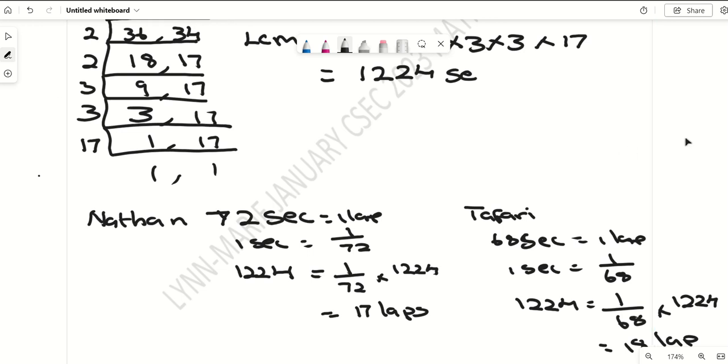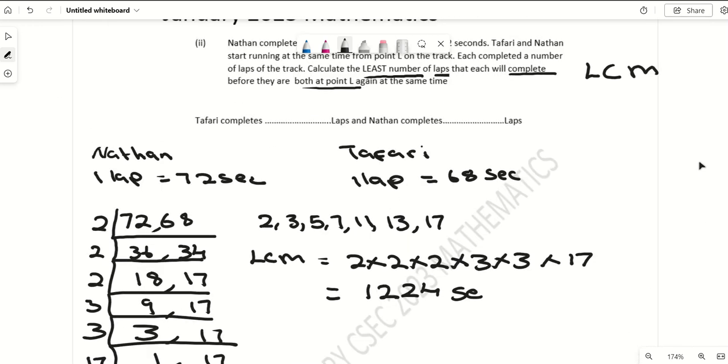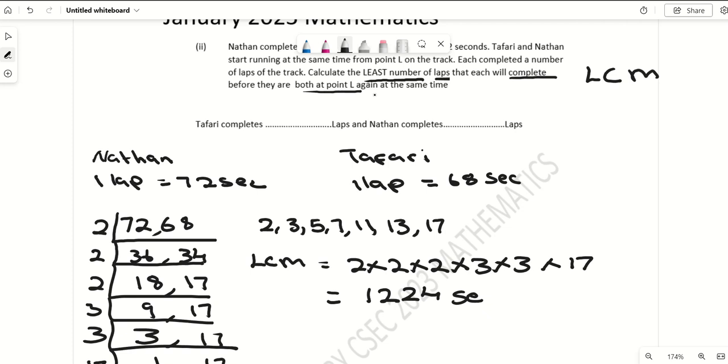So they asked us to fill out this little thing here. Tafari completes 18 laps and Nathan completes 17 laps for them to reach the same point.